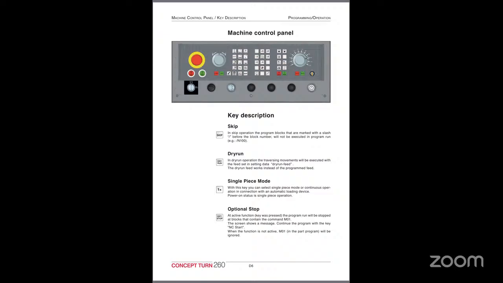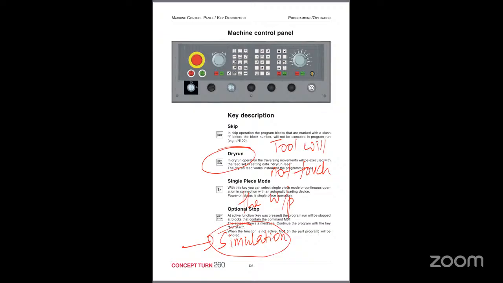Then another one is called dry run. Dry run means the tool will not touch the workpiece. That means it's like a simulation. You can see the movement of the tool, but the tool will not touch the workpiece. That means no cutting. So the advantage of dry run is to check the program to avoid collision, right? And for student training, we can use this dry run option.